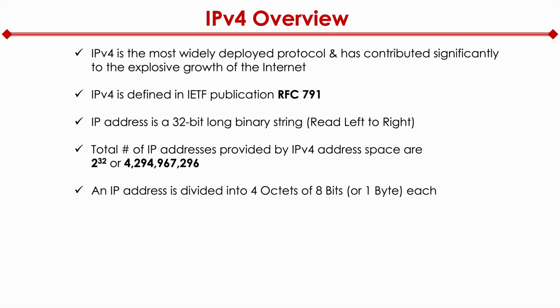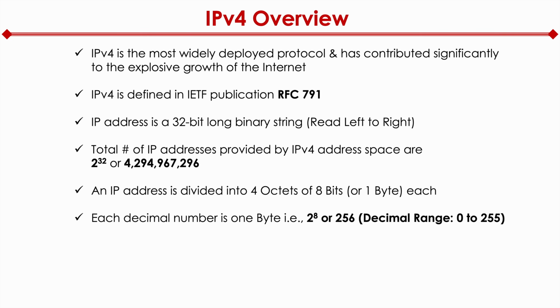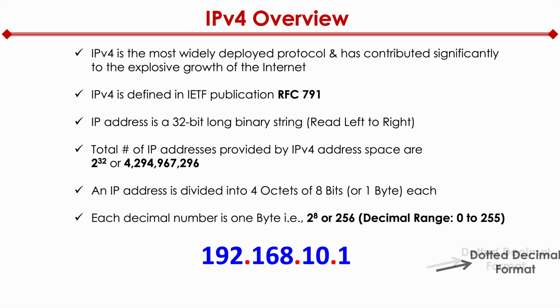An IP address is divided into 4 different octets of 8 bits each, or 1 byte each. 8 bits equal 1 byte. And let me show you in a moment what an octet looks like. The word octa comes from Greek, and octa means 8. So 4 octets naturally means 4 groups of 8 binary values, and each decimal number is 1 byte. That means it's 2 to the power of 8, or 256, and the decimal range starts from 0 and goes up to 255.